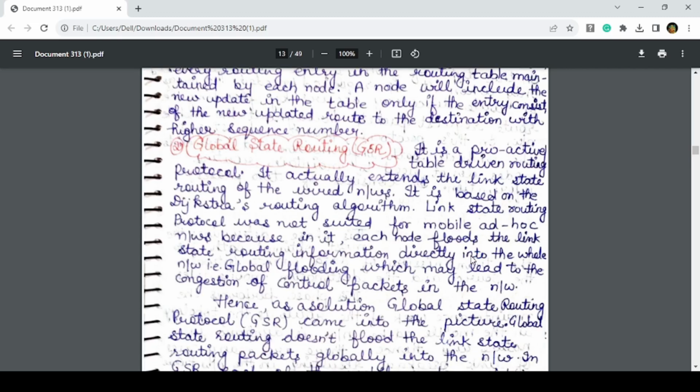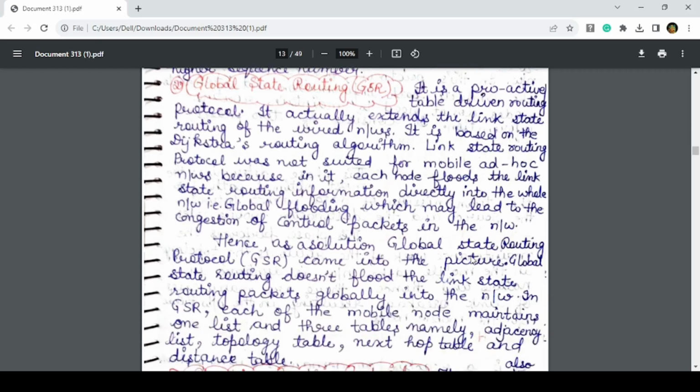Second point is global state routing, known as GSR. It is also a proactive or table-driven routing protocol, because it extends the link state routing of the wired network. It is based on Dijkstra's routing algorithm. Link state routing protocol was not suited for mobile ad hoc networks, because each node floods the link state routing information directly into the whole network. That is global flooding, which may lead to congestion of control packets in the network.